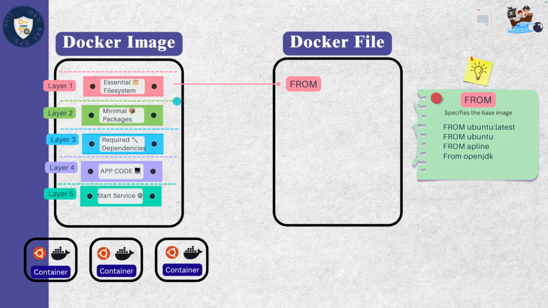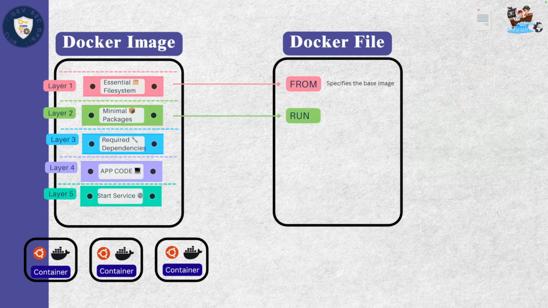And we need the file system here, so this is layer 1, the essential file system. Whatever file system you require, you define with FROM. Of course, that will also come with minimal packages and dependencies as well, but just for understanding, the first instruction is FROM, which specifies the base image of the image you are going to create.